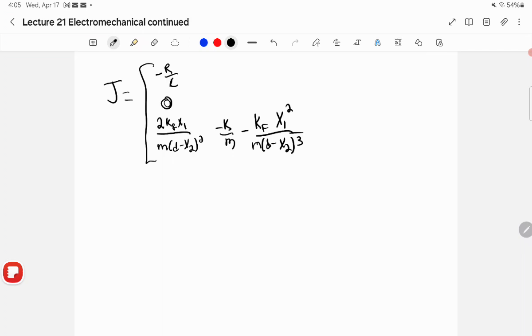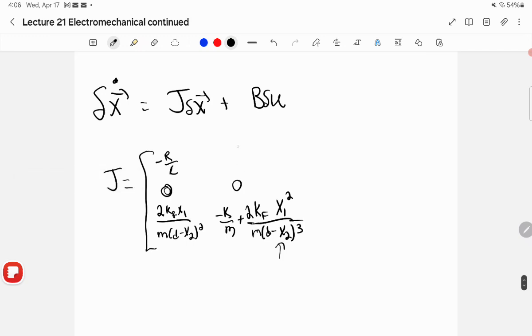Actually, it's going to be plus now that I think about it, and there's going to be a 2 here, because the minus 2 and then the derivative of the inside here gives me minus 1, so the minuses cancel. And this 2 should be down here. No, that was right. Okay, so that was that term.